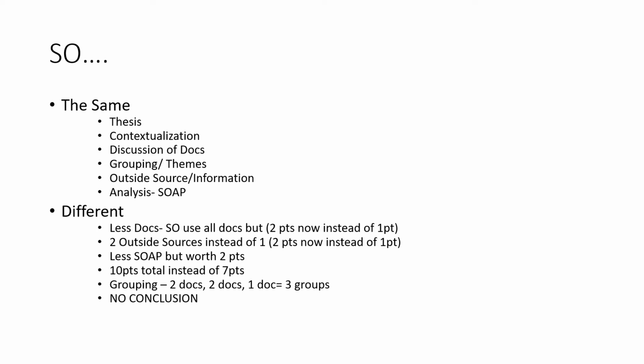Another difference: there are 10 points now instead of 7. There are more points, but they've just increased the value of certain areas. More outside sources, and they give you more points for SOAPS and for document discussion.